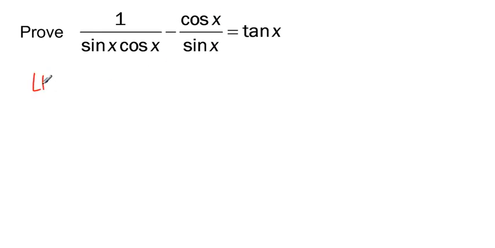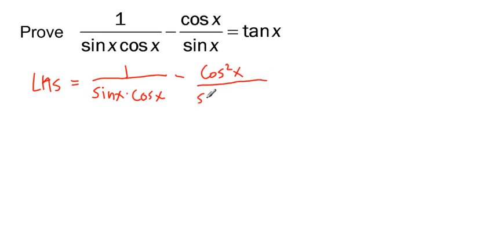So my left hand side is equal to 1 over sine x cos x. And then I'm going to multiply this guy by cos over cos. So cos times cos is cos squared x. And then sine times cos is just sine cos. So I've got a common denominator now. So I'll just write everything over that common denominator. So the common denominator is just sine x cos x.